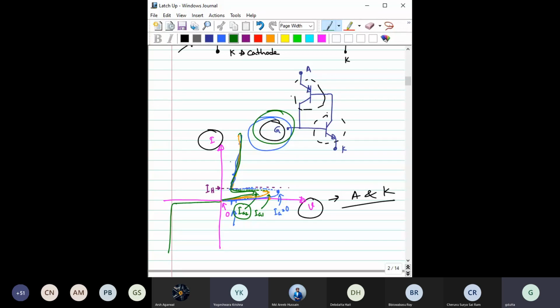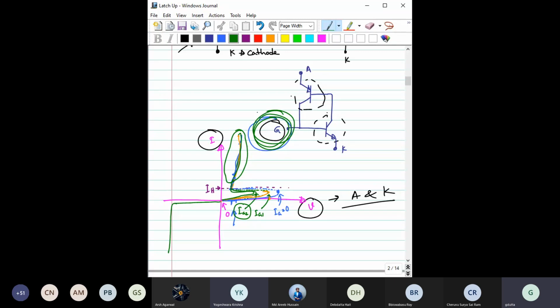And remember one thing, once you are operating in this region, you don't need any further voltage at this gate terminal. You could have completely removed the gate voltage from here because the avalanche has triggered. The sole purpose of this gate voltage was just for triggering that avalanche process. Once it is triggered, this gate voltage is no longer required, right?